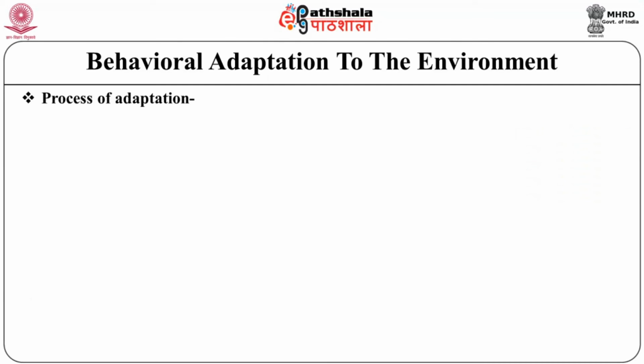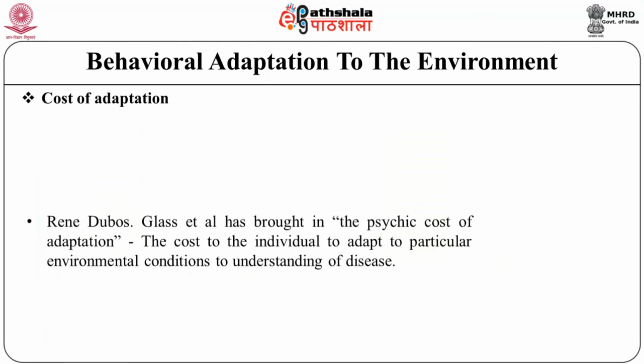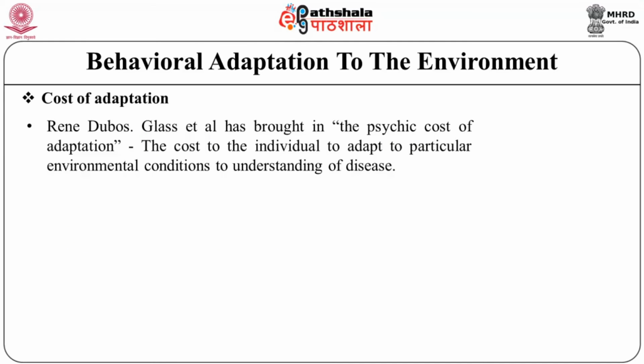For instance, we can say that a contributing factor for the retardation of development of language could be the overdose of visual and auditory stimuli to which culturally deprived children are subjected, from the TV scenes to the neighbor brawling and the ever-present group of siblings. Now, let us understand the cost of adaptation.